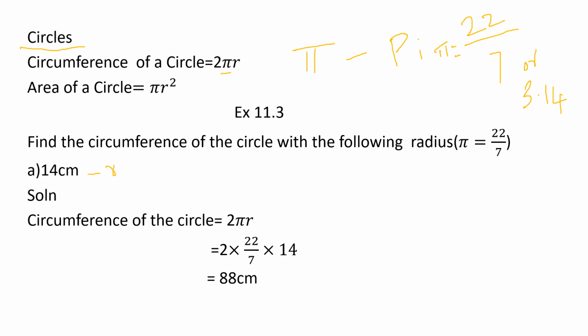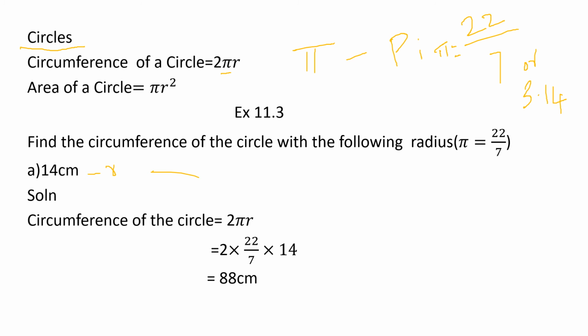22 by 7. What is the value of pi? 22 by 7. So what is the formula for circumference of a circle? 2 pi r. 2 into pi, what is the value? 22 by 7. 2 into pi, substitute the value 22 by 7 into radius.